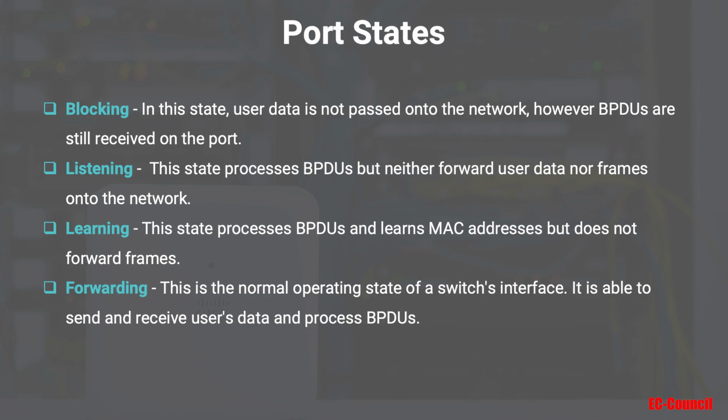The fourth state is forwarding. This is the normal operating state of a Cisco switch interface. In the forwarding state, it is able to send and receive users' data and still process BPDUs.